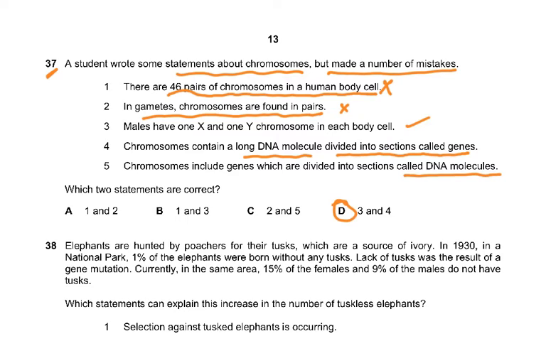Chromosomes contain a long DNA divided into sections called genes. That's fine. Chromosomes include genes which are divided into sections called DNA. No, that's wrong. Chromosomes are made up of DNA, and then there are sections of DNA, a portion of a DNA, which is called a gene.